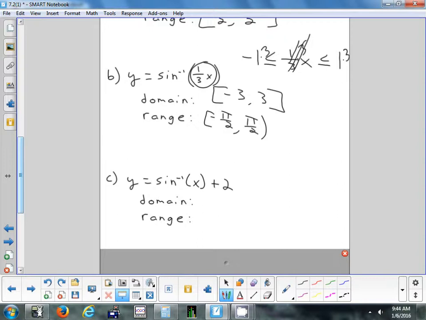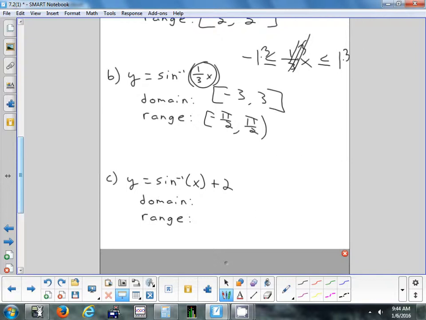Okay, I've been doing a lot with inverse sine, but you could use any of them. Just go back and look up what you need. What's going to stay the same here? The domain x. Yeah, the domain's going to stay the same.